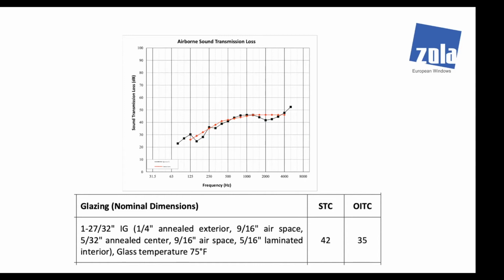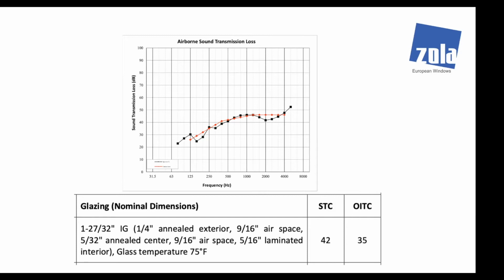So even though the tests happen at the same time, you can see that the numbers are going to be different because they actually take into account different acoustic ranges. So the OITC is lower because of the lower performance of this window at the lower part of the range.